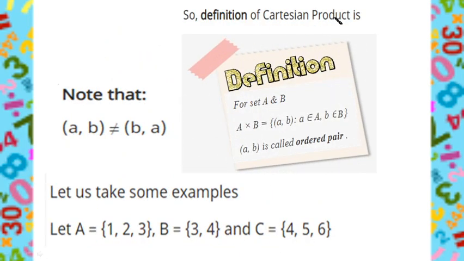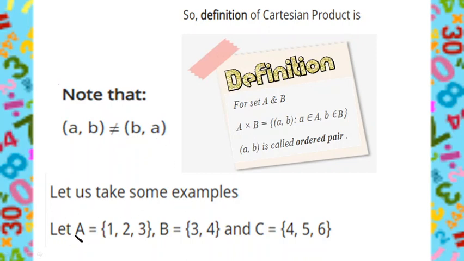So, the definition of Cartesian product is: for any two sets A and B, A cross B means Cartesian product is equal to (a, b), where a belongs to set A and element b belongs to set B, and (a, b) is called an ordered pair. One more important observation is (a, b) does not mean (b, a). Now let's take one more example.